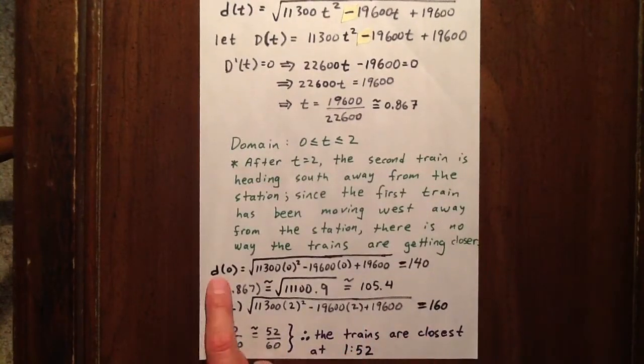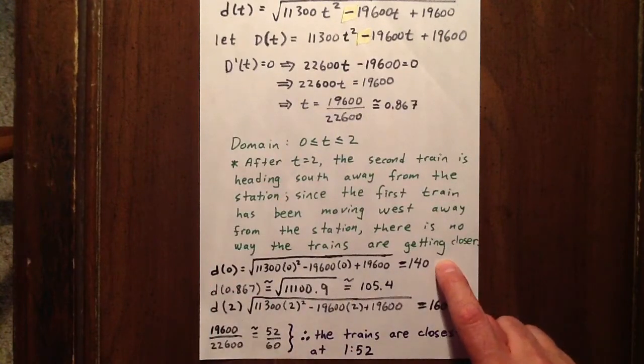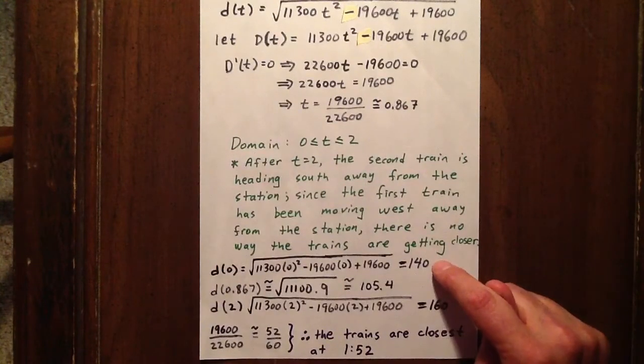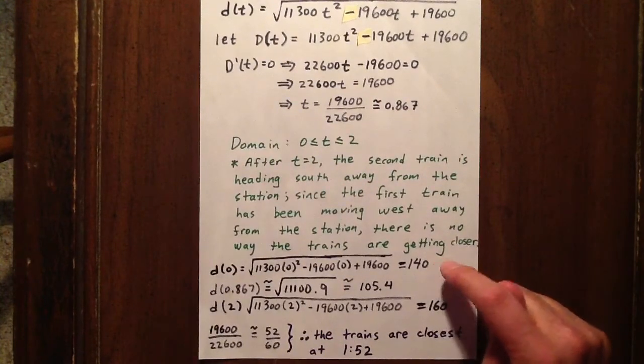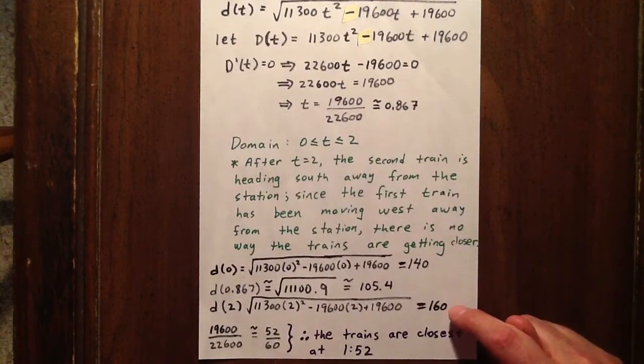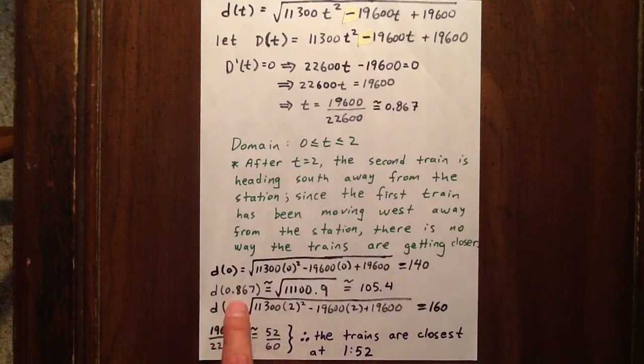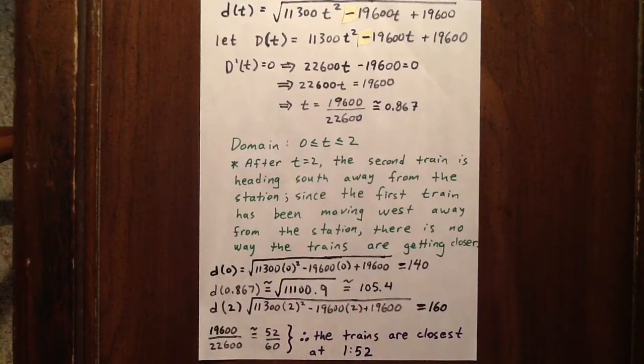So plugging in a t value of 0, we get a distance of 140. We knew that because the first train was at the station and the second one was 140 kilometers away. And at 2, we know the second train's at the station and the first one's 160 kilometers away. But at a time of 0.867, they were only 105.4 kilometers apart. That's the closest that they were.